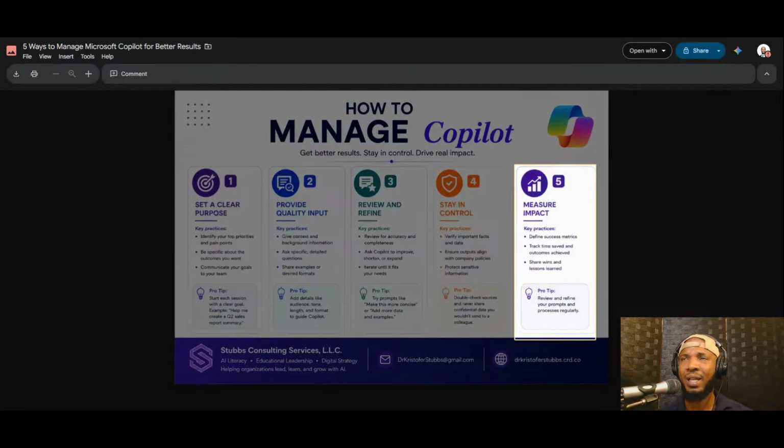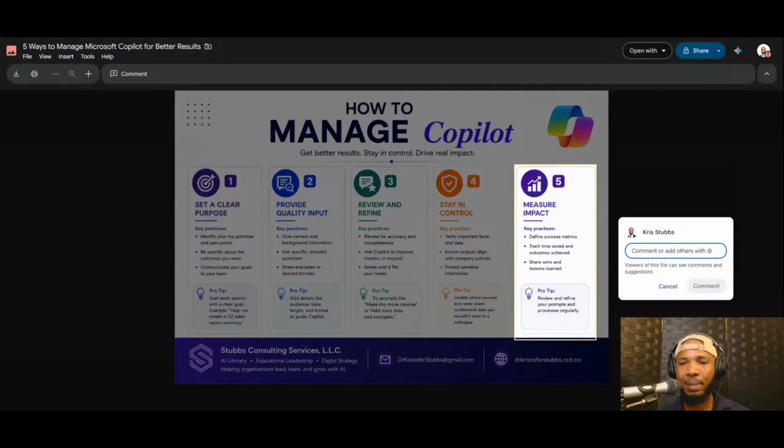Now, number five is measuring the impact. And I think many people really sleep on this portion of it, because measuring the impact of your AI is essential. How are you saving time? What are the outcomes? Were they actually achieved? And make sure you're sharing those wins and the lessons learned, because there's a lot of things that are still kind of up in the air about what AI is and how it works. So be sure that you are reviewing, refining your prompts, making sure that everything is always triple, quadruple checked.